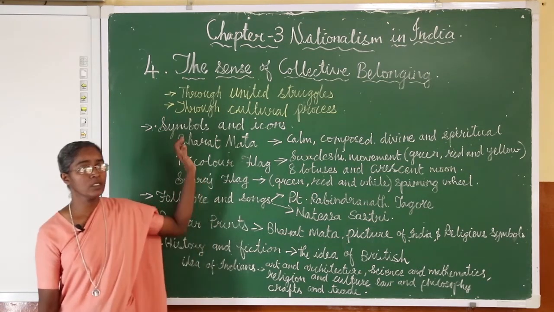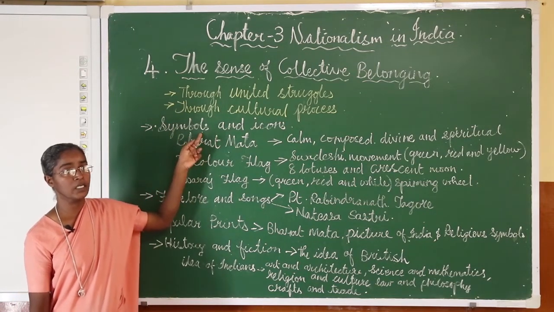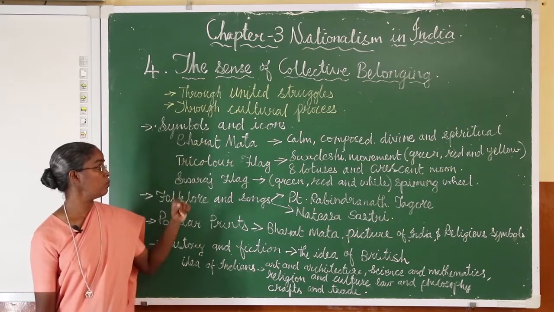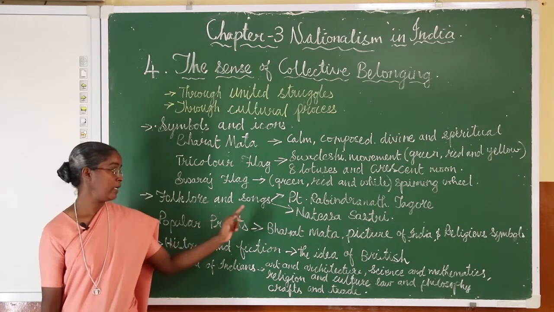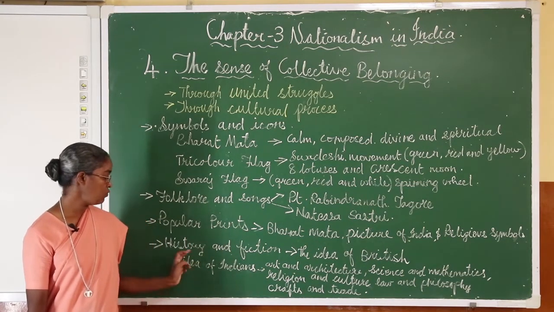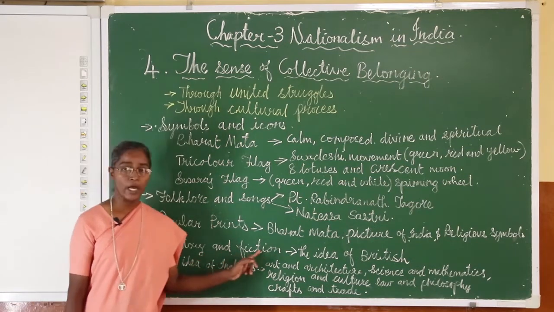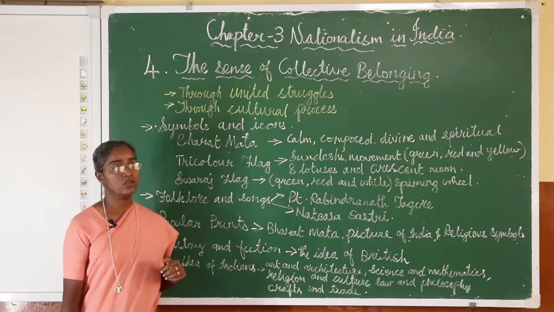So, the first point that we learn here is symbols and icons. Second one is folklore and songs. Third one is popular prints. And fourth one is history and fiction. So, first one, symbols and icons.